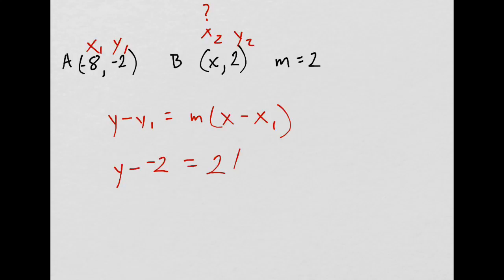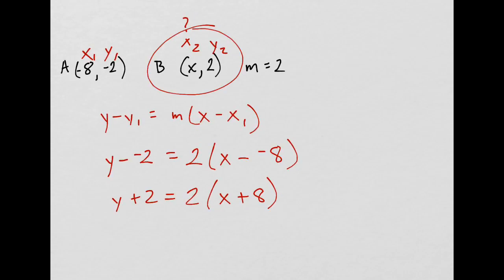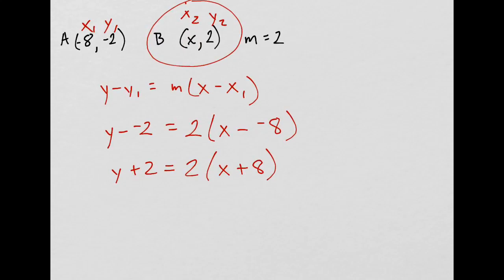M is 2, x minus negative 8. So now I have just my equation for the line that goes through this and has slope 2. Well, then it has to go through some point. I can choose an x so that it forces it to go through point B. That's what I'm doing. So I have y plus 2 equals 2 times x plus 8. Now what I'm going to do is plug in this stuff and solve for x. And then it will have forced to go to point B.